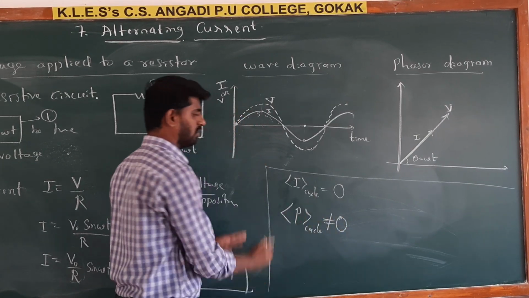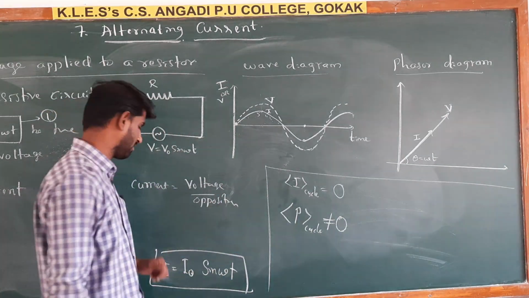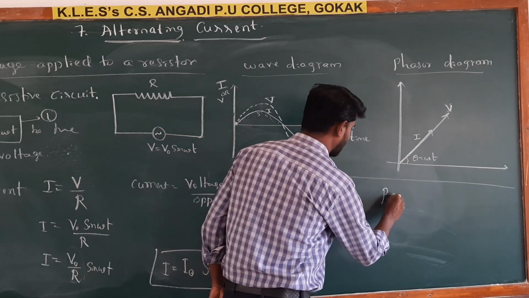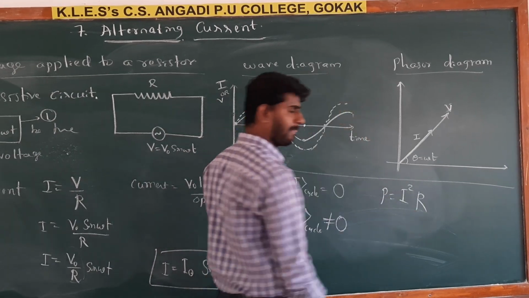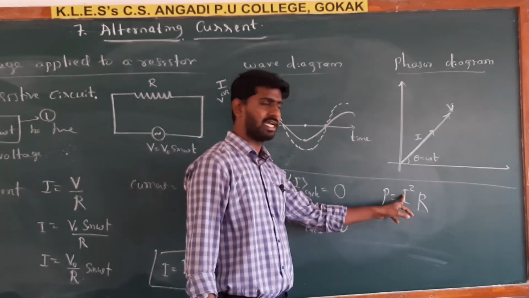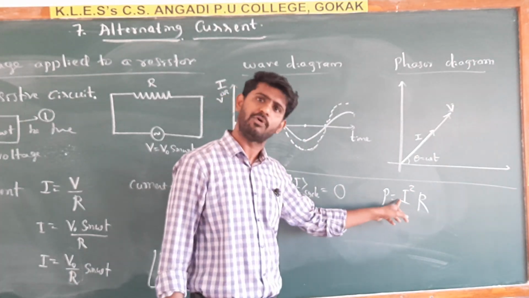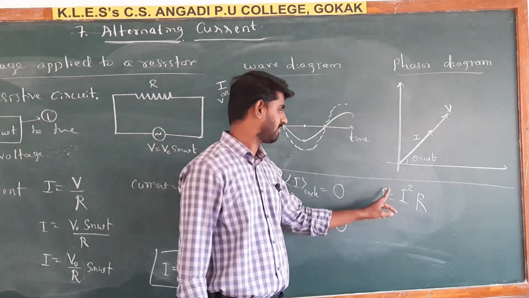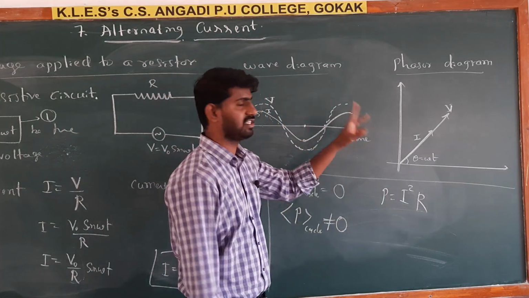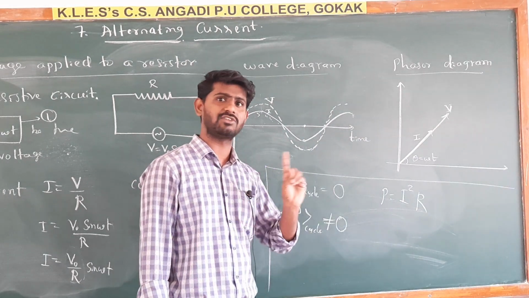Why is it not equal to 0? Because the formula for power is I square into R. Whether we take the current as positive or negative, the square term will be positive only. So that's why the power is never 0 in case of the resistor. In case of a resistor, power is not equal to 0.